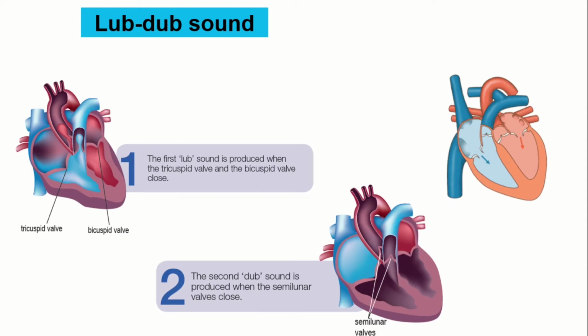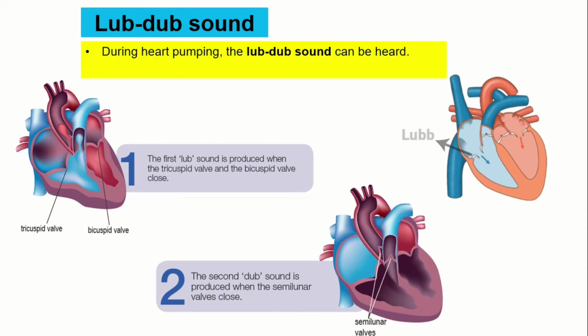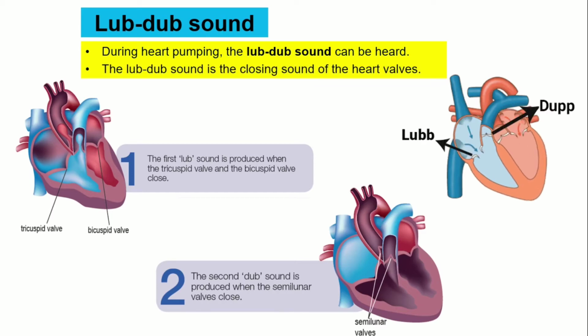The production of the lub-dub sound. During the heart pumping, the lub-dub sound can be heard. The lub-dub sound is actually the closing sound of the heart valves. The first lub sound is produced when the tricuspid valve and the bicuspid valve close. It is followed by the second dub, which is produced when the semilunar valve closes.